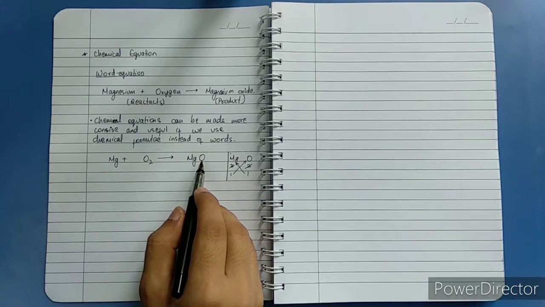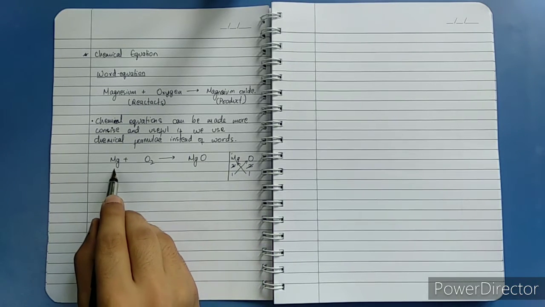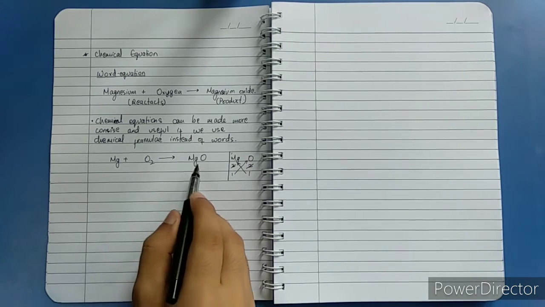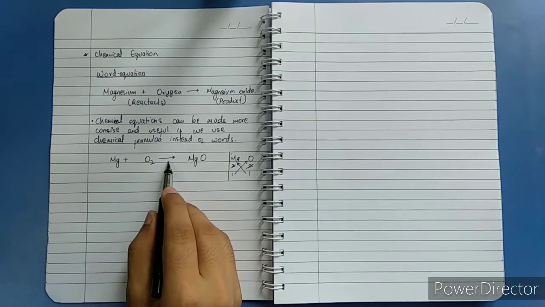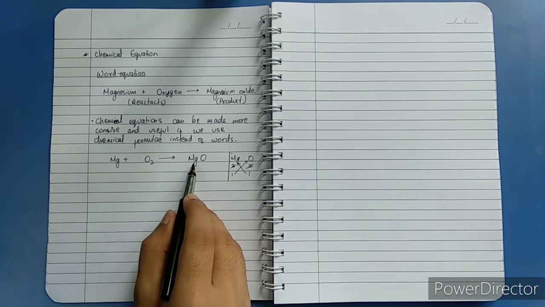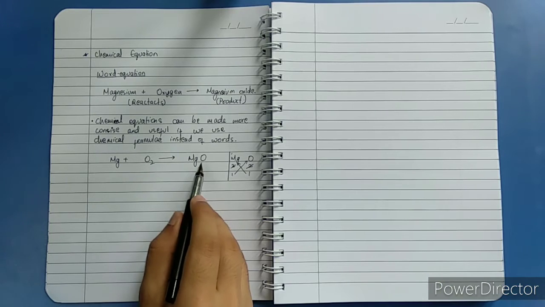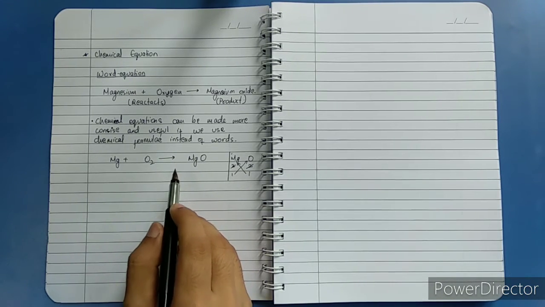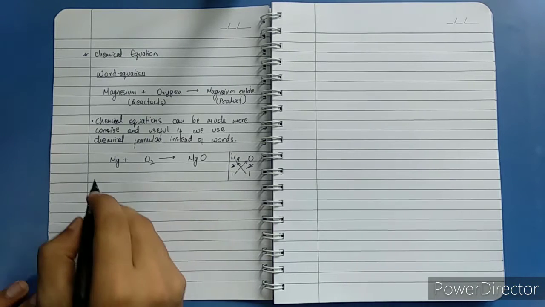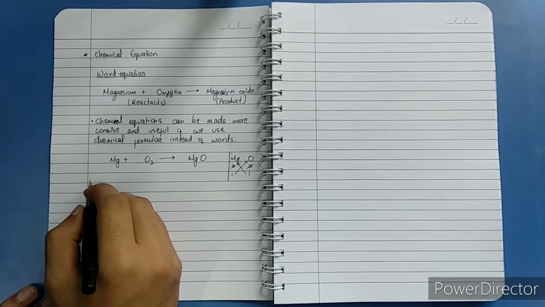A balanced equation is one which has the same number of atoms of each element on the left hand side and on the right hand side of this equation. Here magnesium 1, it's fine. But oxygen, here we have 2 and here we have only 1. So this is not balanced. So first of all, we'll learn why we need to balance.